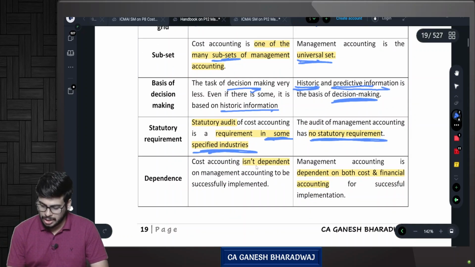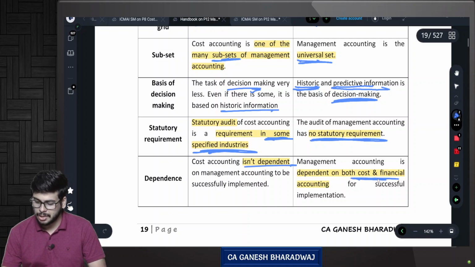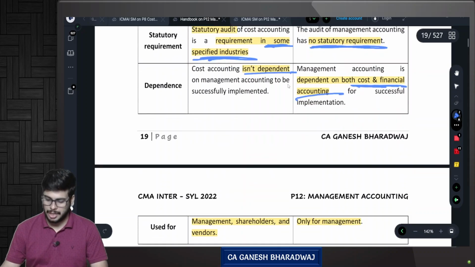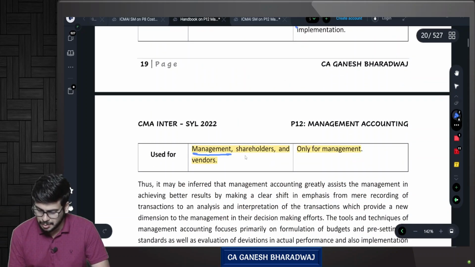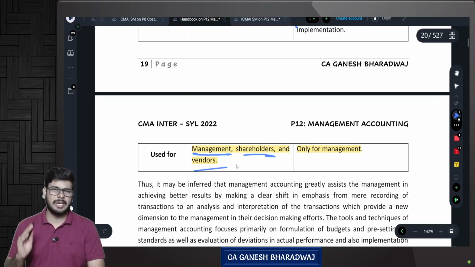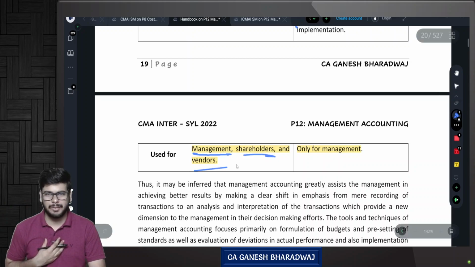And dependence: cost accounting is not dependent on management accounting, whereas management accounting is dependent on both the cost accounting and financial accounting data. And cost accounting is used for management, shareholders, vendors. Now, somewhere I differ with this. I differ with this point.